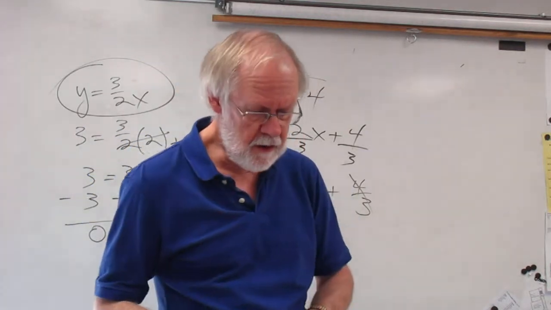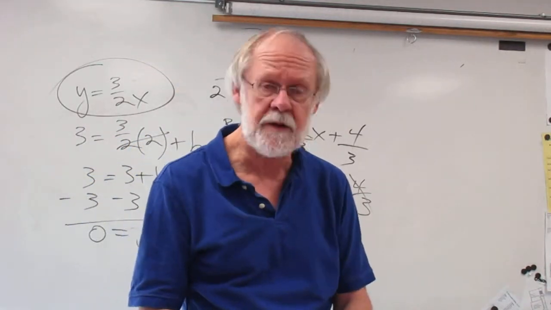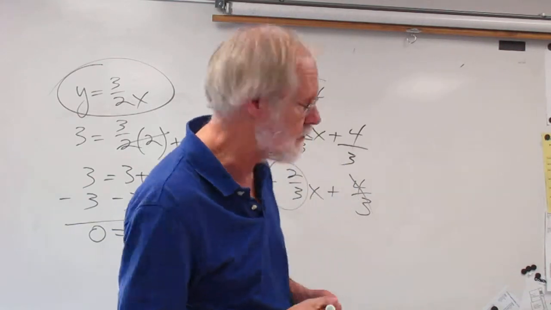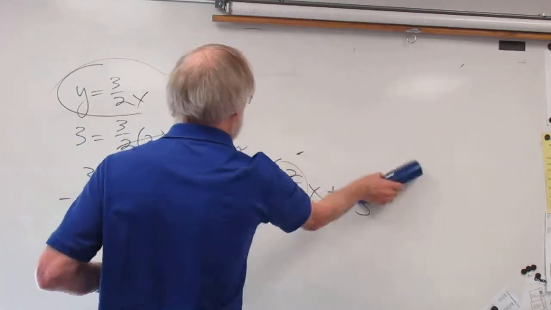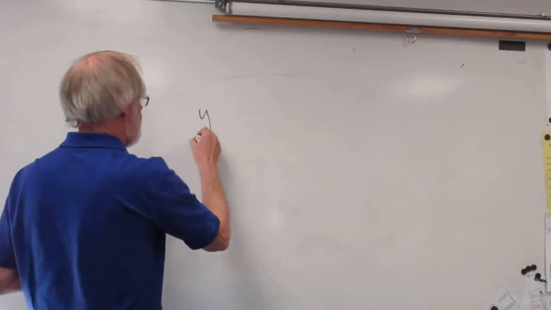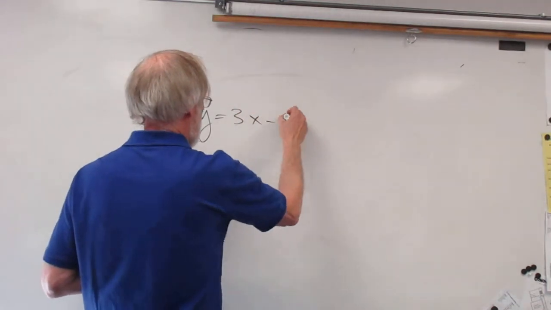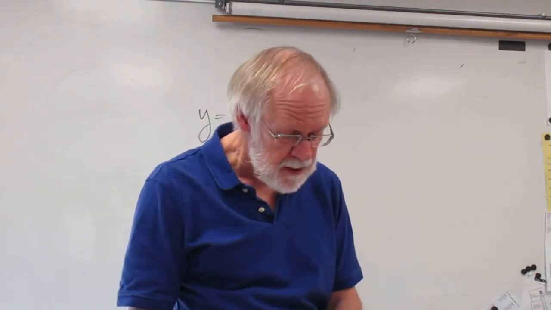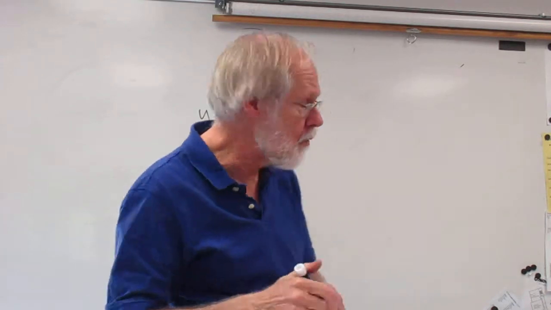To do one that's parallel, it's actually a little bit easier because we just take the slope we're given. So for example, y equals 3x minus 5. Let's write that up here. y equals 3x minus 5. And I want a line that is parallel to that one and goes through the point 4, negative 3.